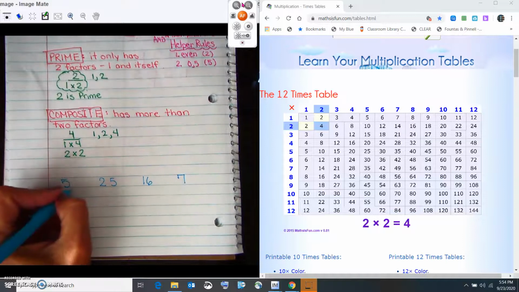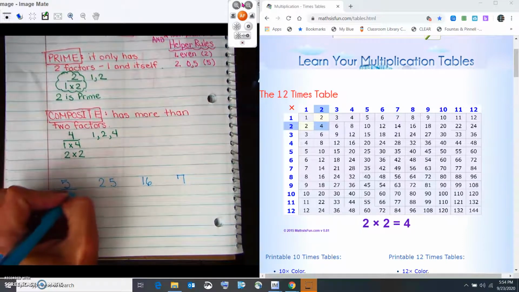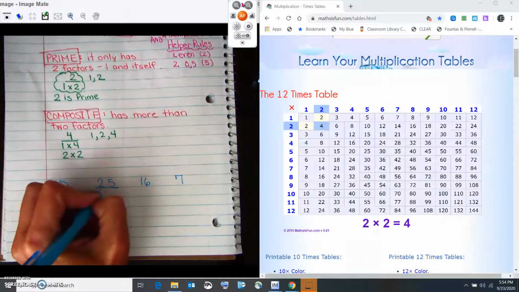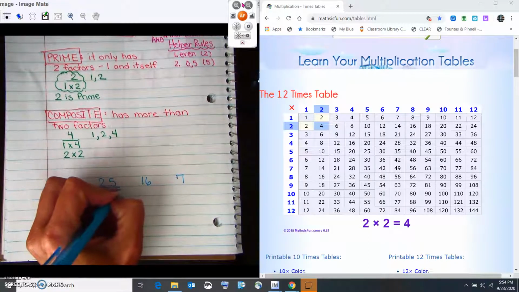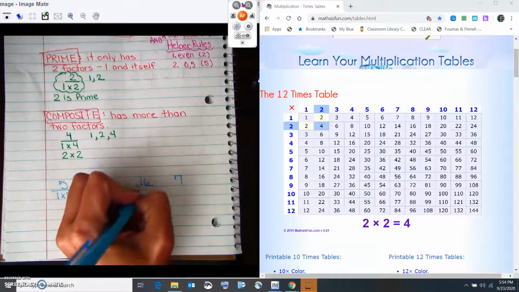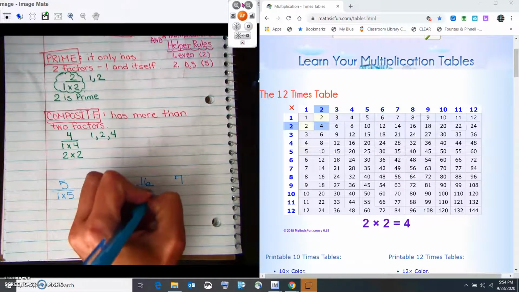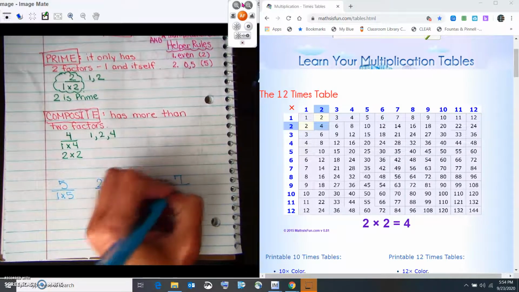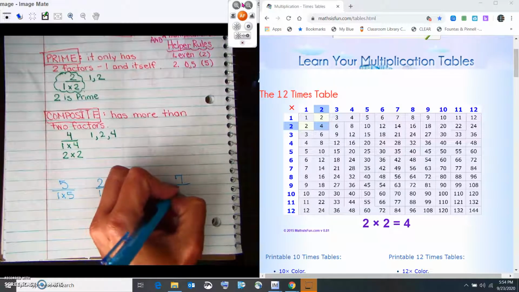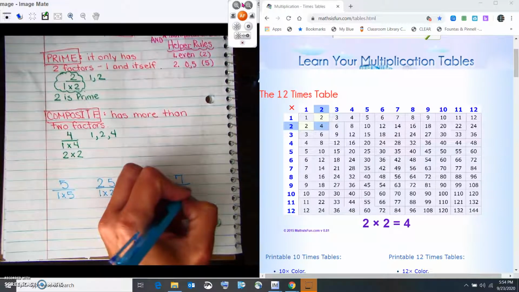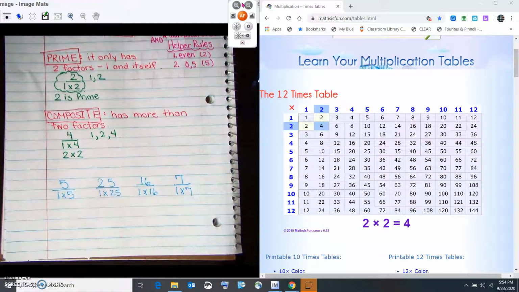Okay, so for all of these, we always know this. So what our question has to be to ourselves is, are there more factors? If there are more factors, then it's composite. If there are no more factors, then it's going to be prime. So we have 1 times 5 here.